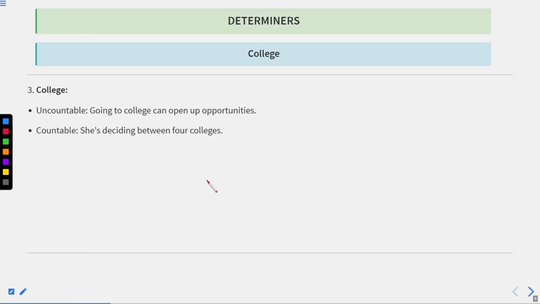Now let us move to the next one. That is college. In the same manner, college is also treated. "Going to college can open up opportunities." So this college is uncountable, or talked about in a general sense. We cannot use "a" or "an" before this because we are not talking about any specific or unspecific college. This is used in uncountable form. Whereas if I say "She's deciding between 4 colleges," we are talking about some particular colleges, so these are countable.